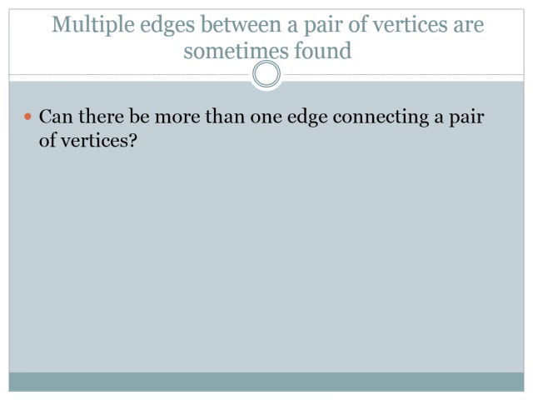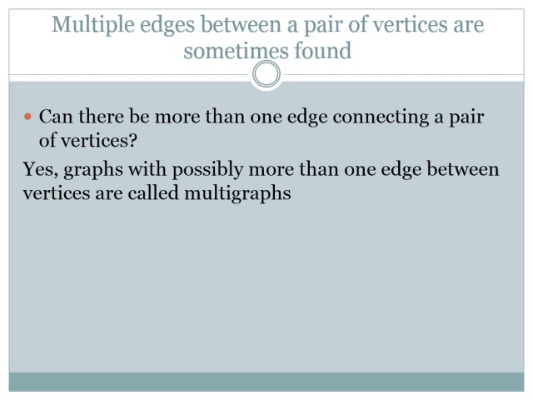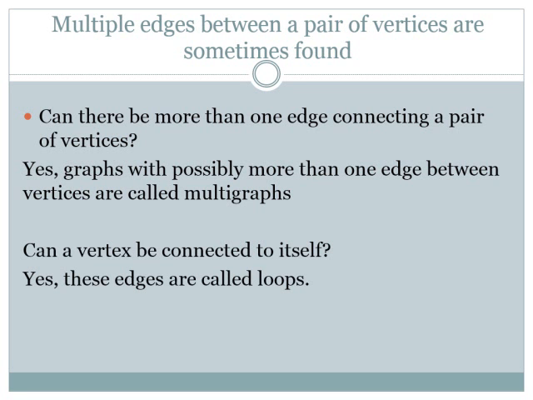In the examples that we have seen so far, there's been only one edge between any pair of vertices. So is it possible to have more than one edge between a pair of vertices? Yes, and these are called multiple edges. And a graph that has multiple edges is called a multigraph. Another possibility is, can a vertex be connected to itself? Yes, this can happen as well, and these edges are called loops.